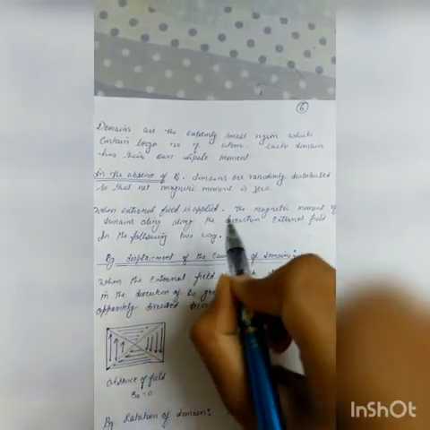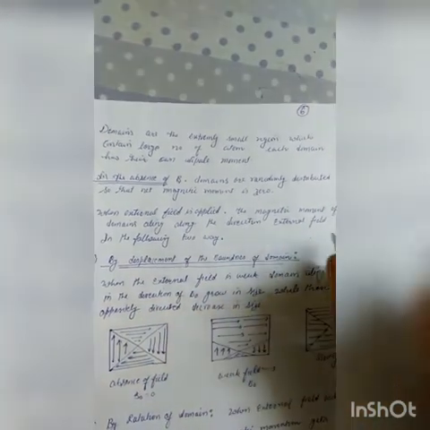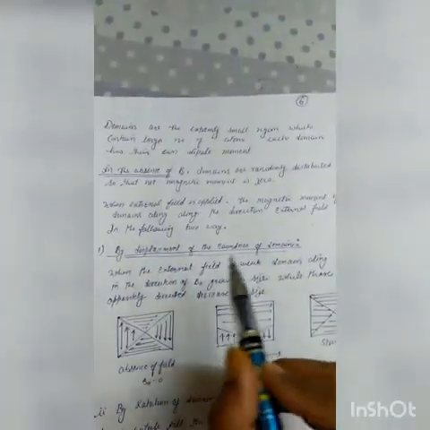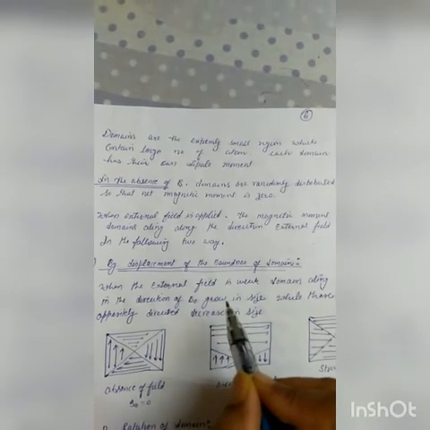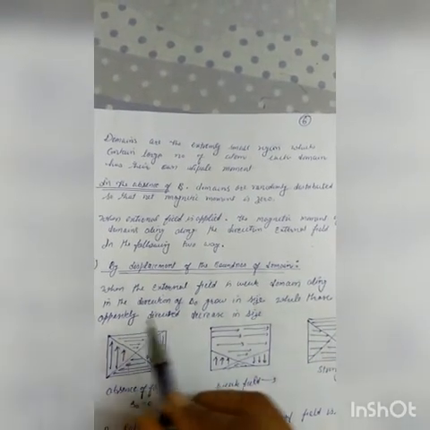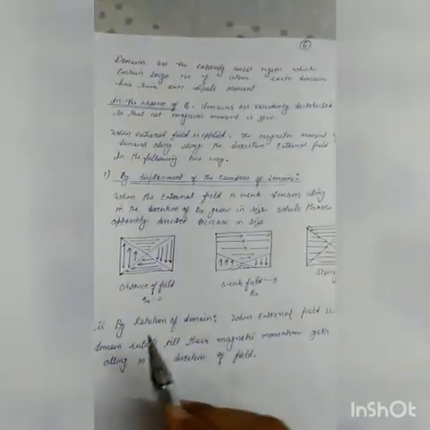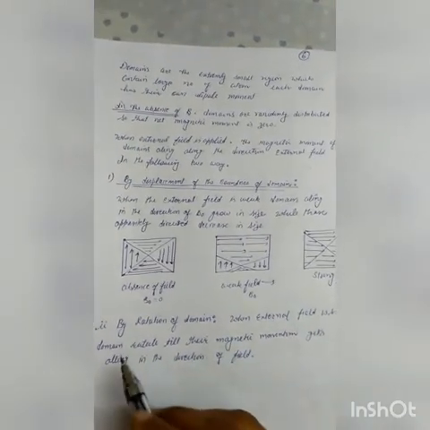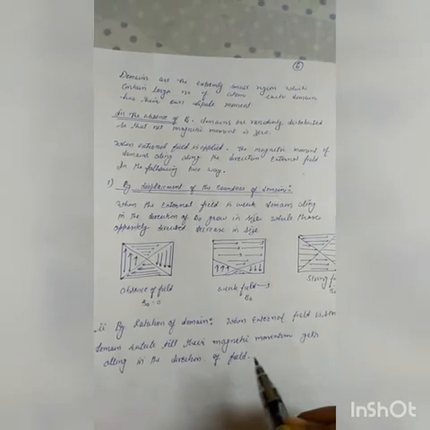But when an external field is applied, the magnetic moments of the domains align along the direction of the external field in two ways. One is by the displacement of the boundaries of the domain. When the external field is weak, domains aligned in the direction of the field grow in size, while those oppositely directed decrease in size. Second, by the rotation of domains. When the external field is strong, domains rotate till their magnetic moment gets aligned in the direction of the field.